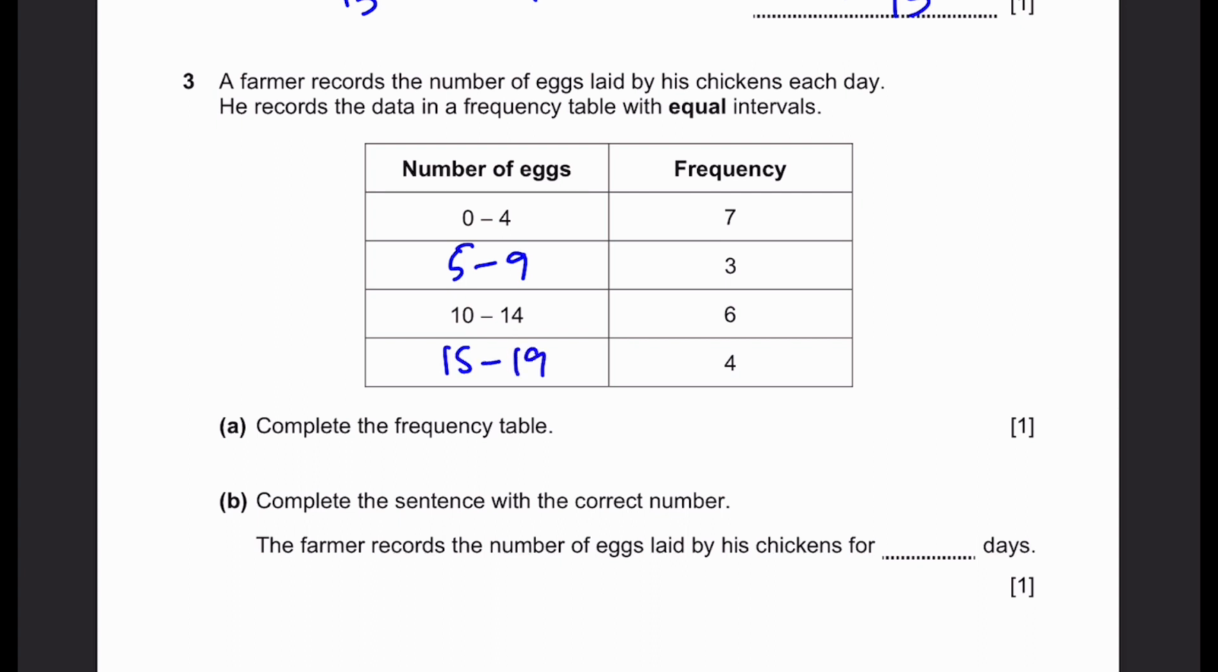That's the answer. B. Complete the sentence with the correct number. The farmer records the number of eggs laid by his chickens for dash days. The number of days is just the frequency, which is the total of the frequency. That's 20 days.